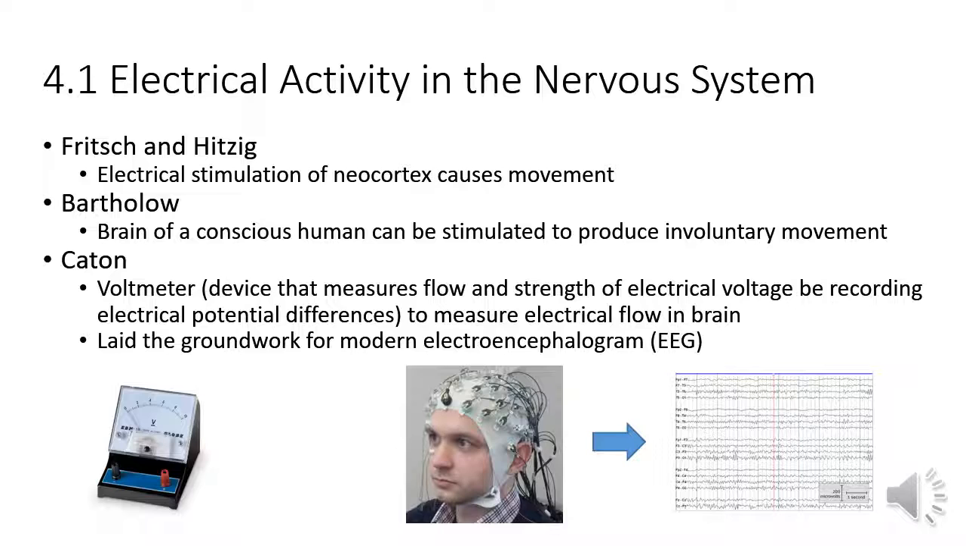And then Caton came up with the voltmeter, which is a device that measures the flow and the strength of electrical voltages by recording electrical potential differences. So it's a very early and basic device for measuring electricity. And he used this voltmeter to measure electrical flow in the brain, directly showing that there was electrical flow happening in the brain. And this laid the groundwork for the modern electroencephalogram, or EEG, which you might recognize.